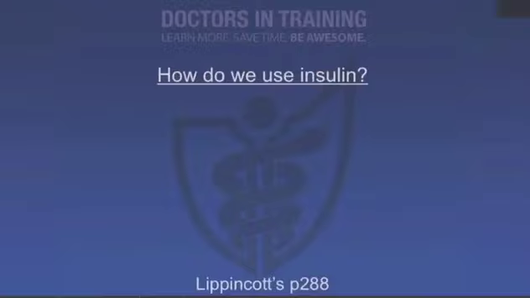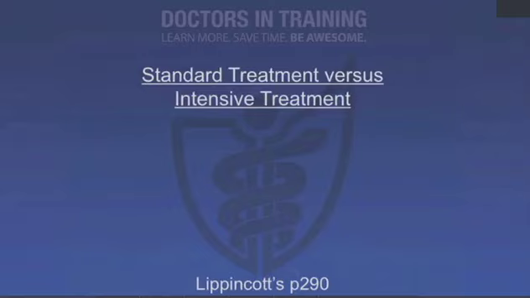So how do we use insulin? This is where we get into the practical nitty-gritty of insulin treatment. In Lippincott on page 290, it talks about standard treatment versus intensive treatment. And personally, I find this way of thinking about insulin a little bit simplistic.